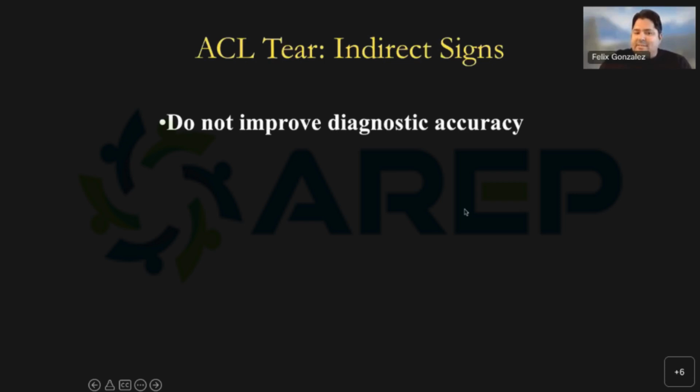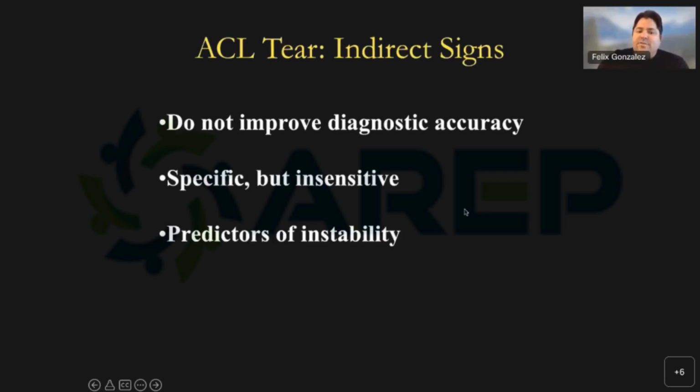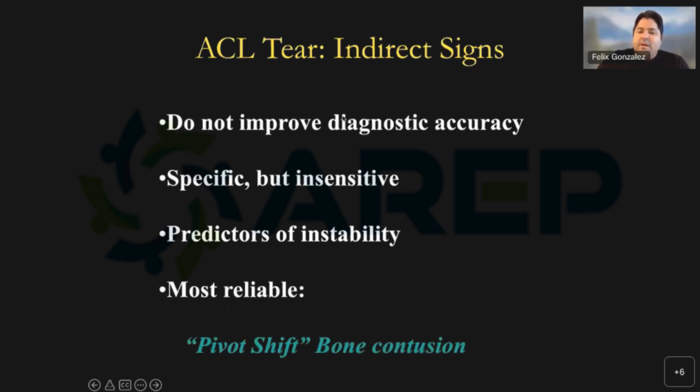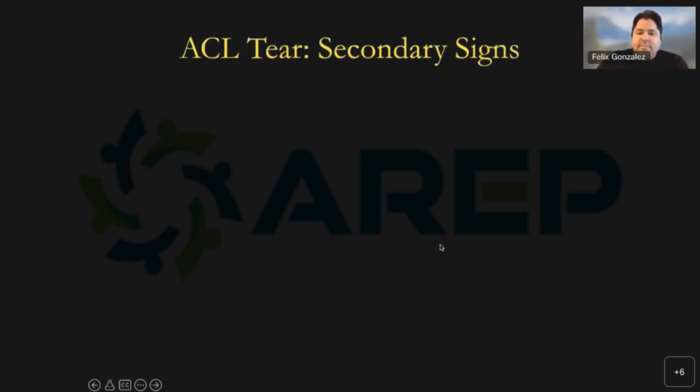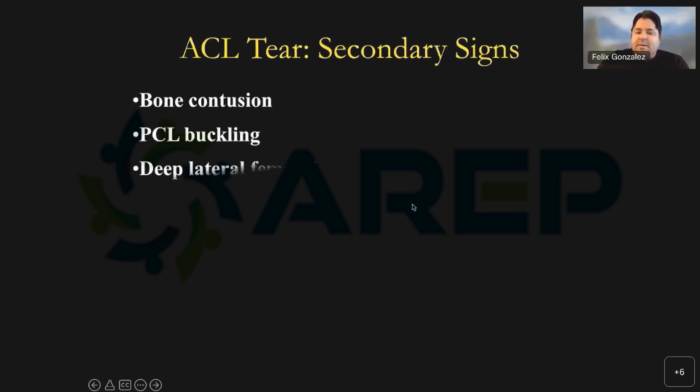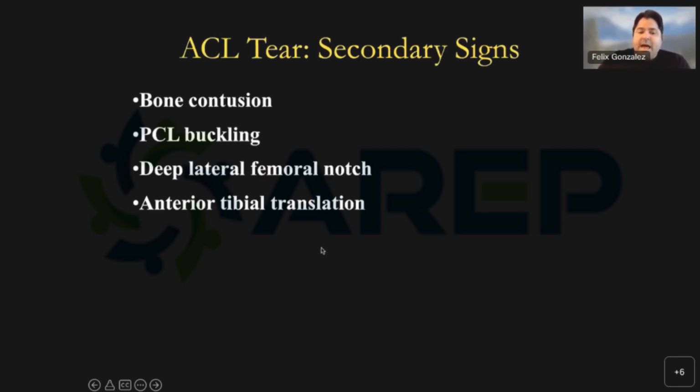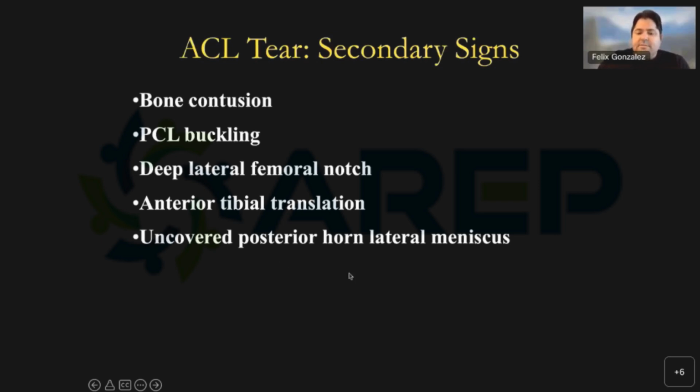So indirect signs of ACL injury usually do not improve diagnostic accuracy. They can be specific, but they're insensitive. They can predict instability. The most reliable pattern is the pivot shift bone contusion pattern that I showed you earlier. Secondary signs: bone contusion, the PCL can buckle, you can have the deep lateral femoral notch, you can have anterior tibial translation. I'll show you images of all this.